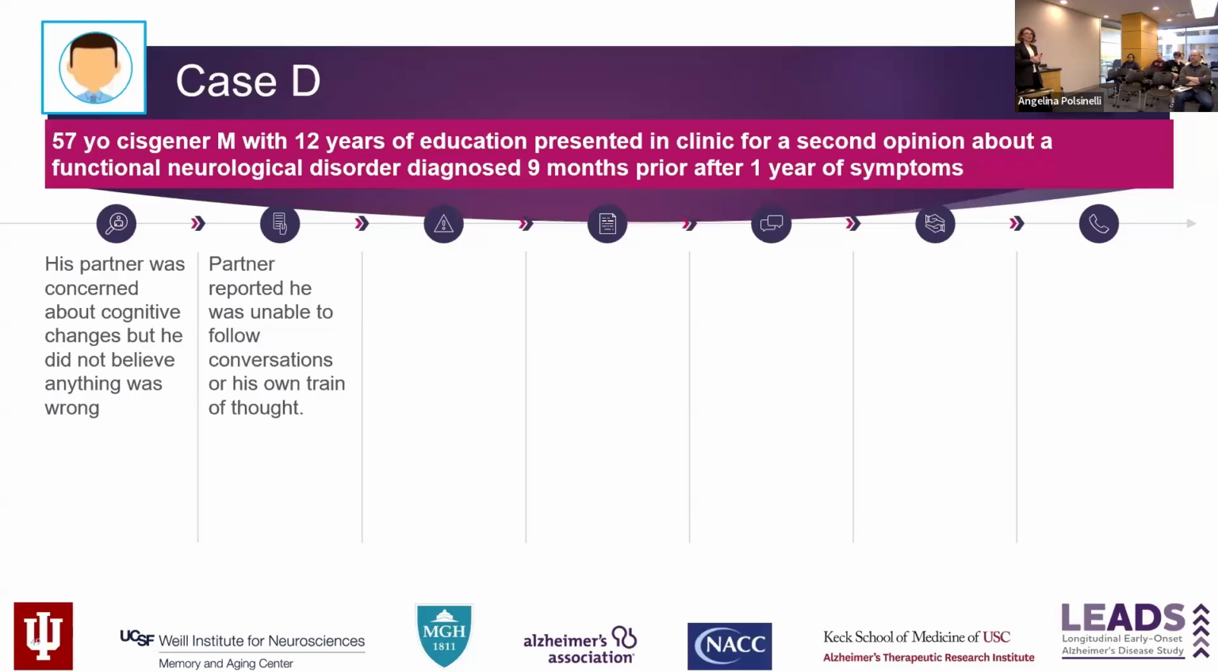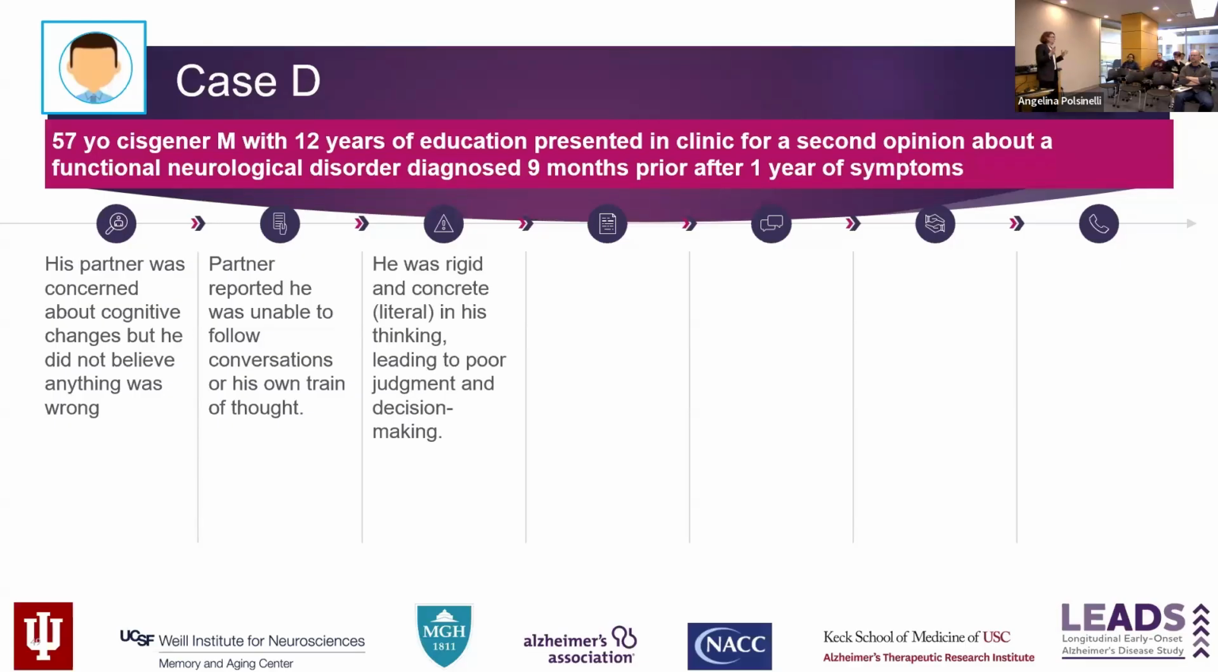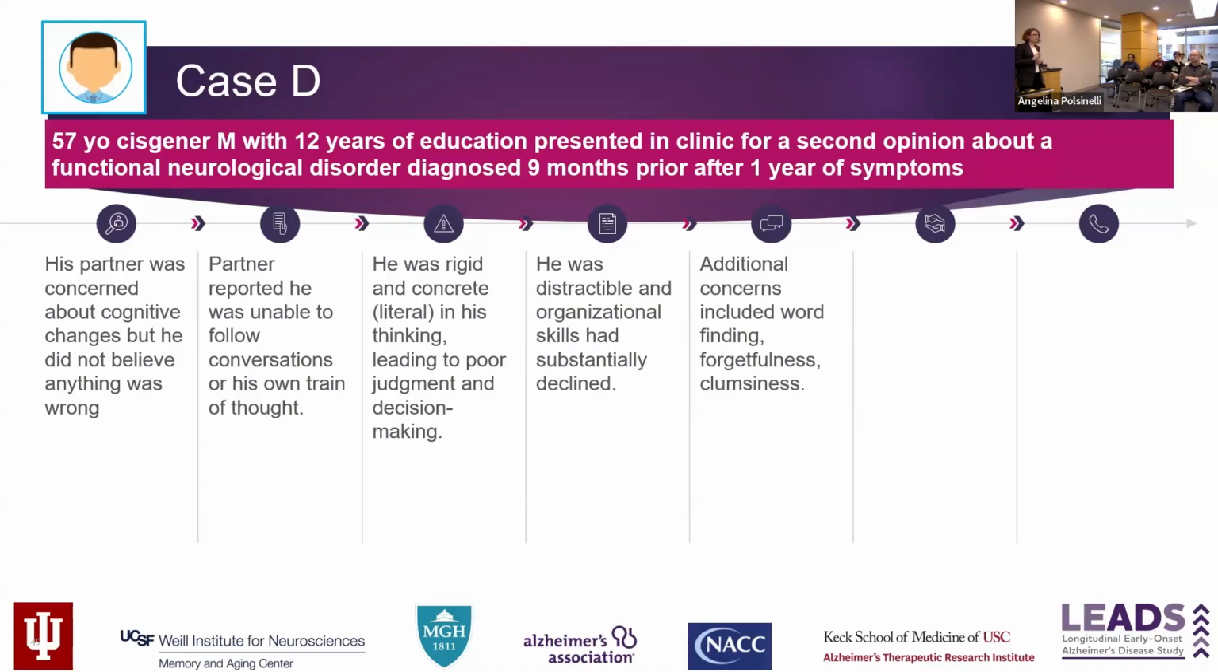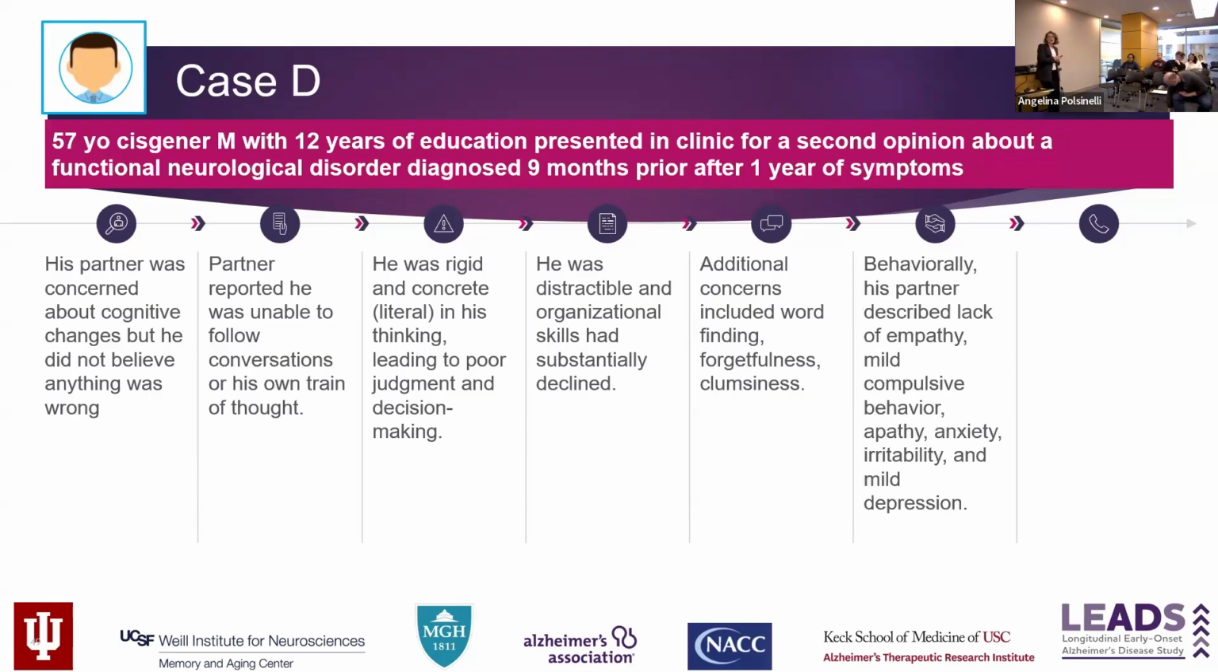His partner reported that he couldn't follow conversations or his own train of thought. He was rigid and very concrete or literal in his thought processes, and it led him to make some inappropriate or odd choices and decisions. He was distractible. He had some additional cognitive issues like finding words. He was a little clumsy. He was a little forgetful.